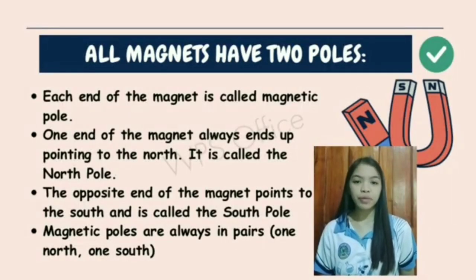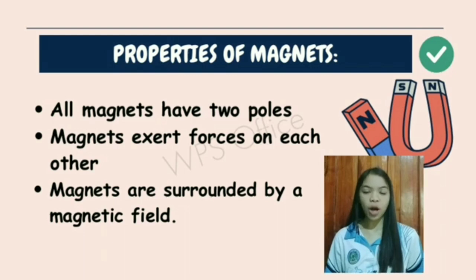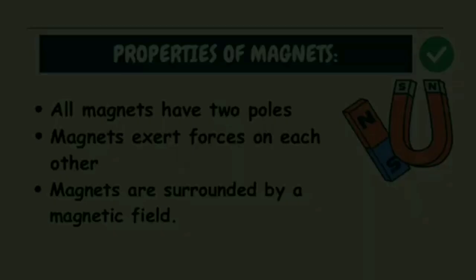All magnets have two poles. Each end of the magnet is called a magnetic pole. Magnetic poles are always in pairs, one north and one south. In the properties of magnets, all magnets have two poles. Magnets exert forces on each other. Magnets are surrounded by a magnetic field.